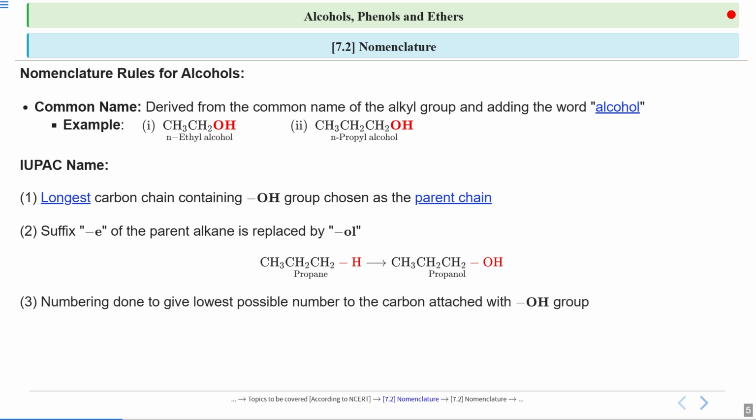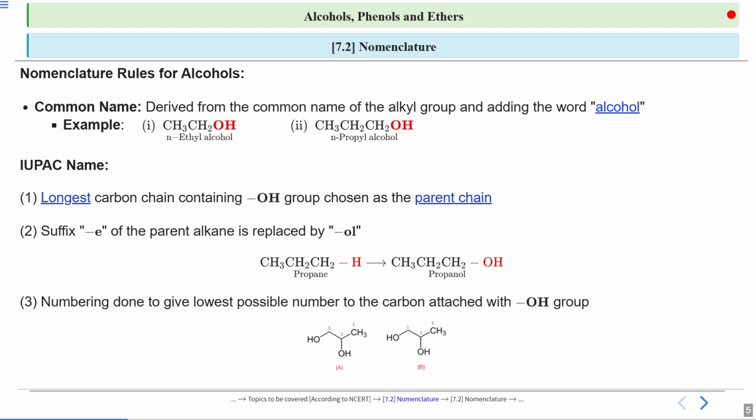Third major point to remember is that numbering is done to give the lowest possible number to the carbon which is attached to the hydroxyl group. When you are doing the numbering in your compound, you have to select the parent chain and then give numbers to the carbons in the parent chain. The carbon attached to the hydroxyl group in our parent chain should get the lowest possible number.